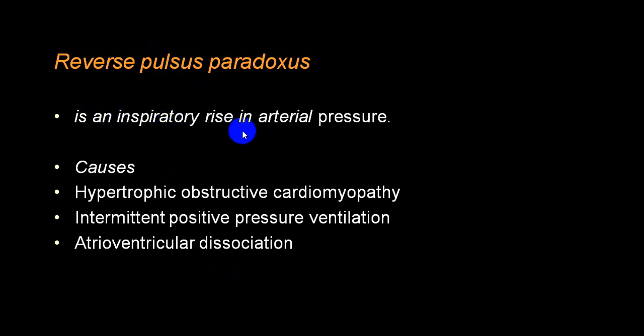In inspiration, there is a rise in arterial pulse, which will be seen classically in case of hypertrophic obstructive cardiomyopathy. So one example you may remember is that you can have a reverse pulsus paradoxus in hypertrophic obstructive cardiomyopathy. It can also be seen in a person on positive pressure ventilation, particularly of the intermittent variety, or if a person has atrioventricular dissociation. But remember hypertrophic obstructive cardiomyopathy, intermittent positive pressure ventilation and AV dissociation.